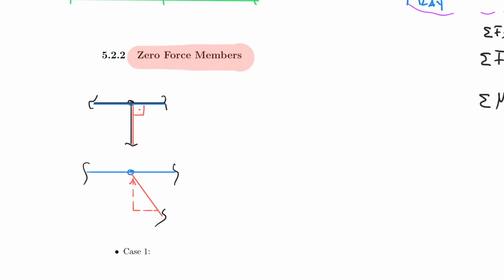And so this vertical component here, it may go up, it may go down, it doesn't really matter, but it cannot be balanced at this point. So there's nothing here on the top that can balance or counteract this. And therefore, this must be a zero force member. It doesn't matter what the angle is, it has to be a zero force member.